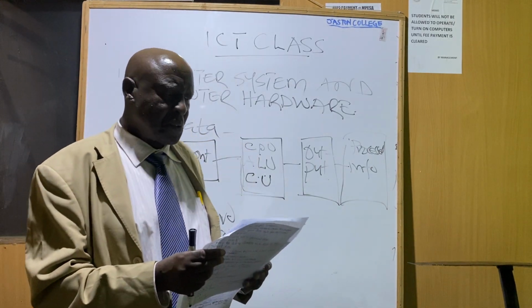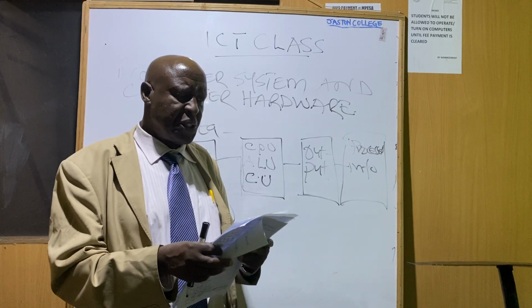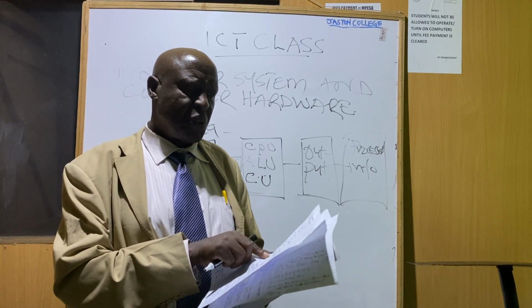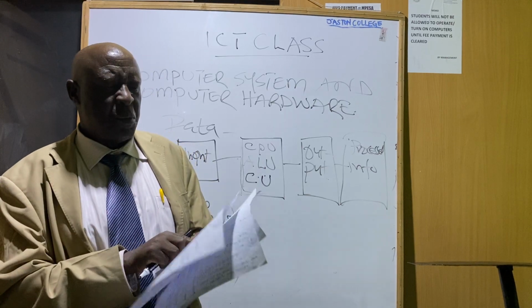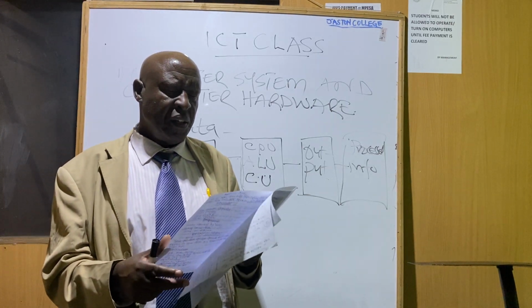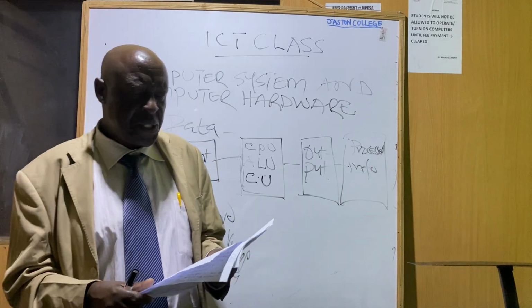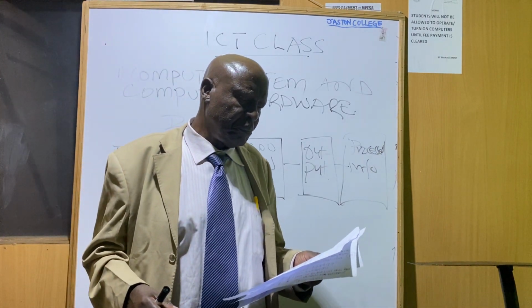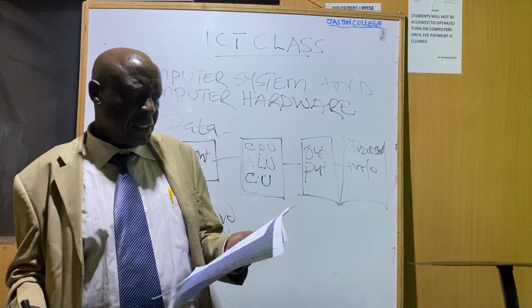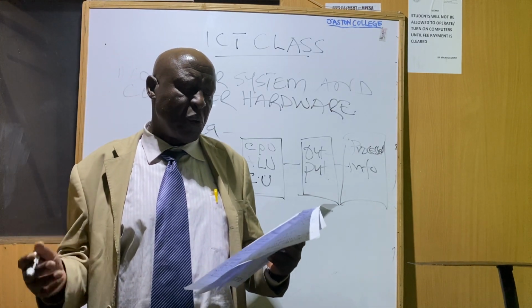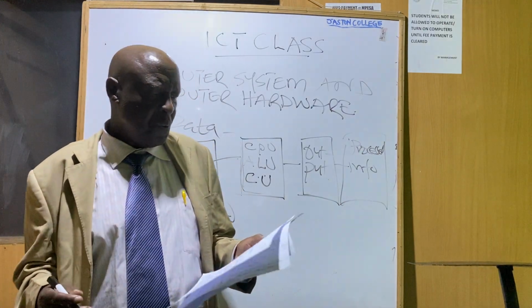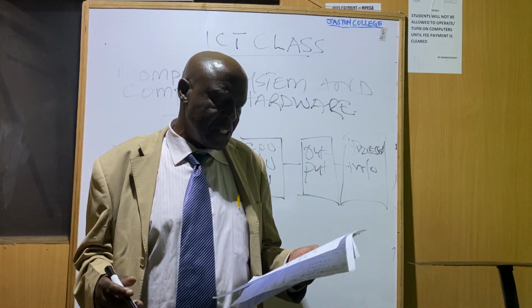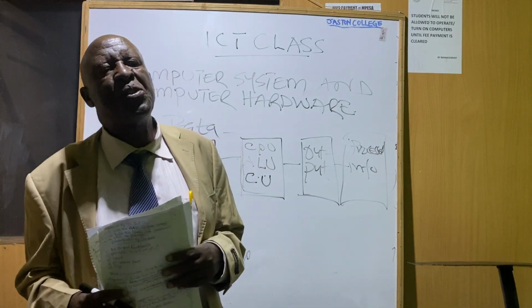What do we do now? We can also look at communication devices. The fact that a computer is able to pass information to other computers. A computer can pass information to other computers through, for example, channels that a computer may use to pass information.